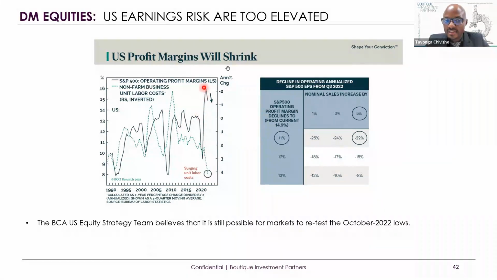And if these margins just normalize from roughly 15 where they are to a much more normalized number of 11, and they still can produce a sales volume of 5, which is, I think, too aggressive when you have a recession, you're pretty much looking at a downside risk of 22% still to go.